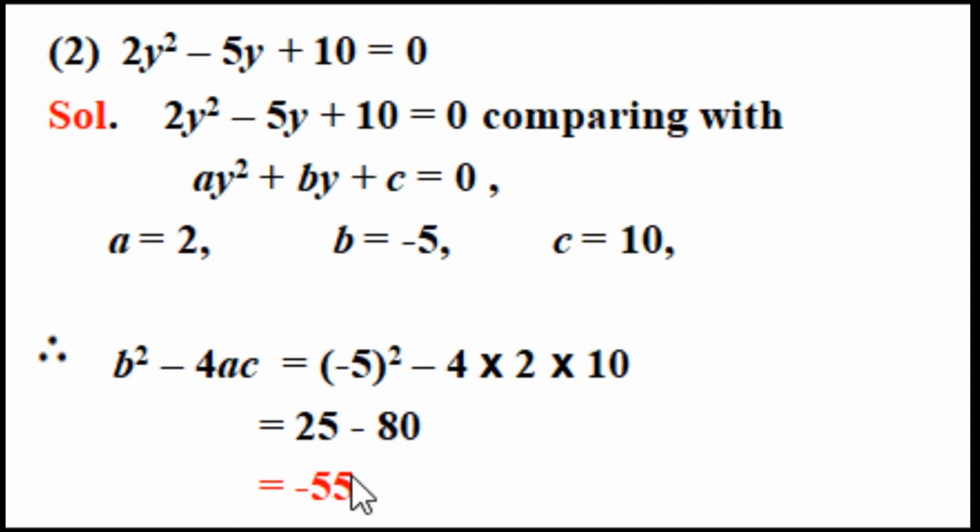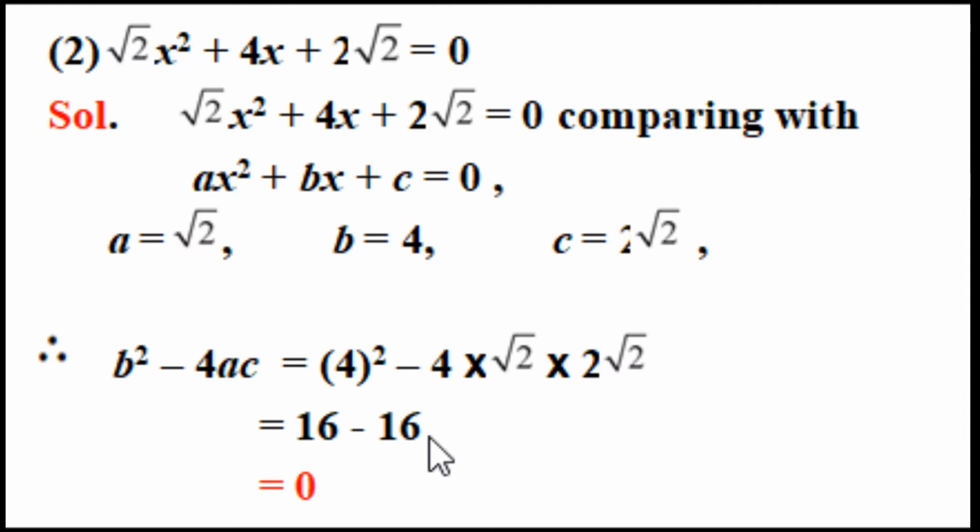Then the next question, 2y square minus 5y plus 10 is equal to 0. Comparing with ay square plus by plus c is equal to 0, we get a as 2, b as minus 5 and c as 10. Therefore, b square minus 4ac is equal to (minus 5) whole square minus 4 into 2 into 10. Square of minus 5 is 25, minus 80, as 8 tens are 80. 25 minus 80 is equal to minus 55.